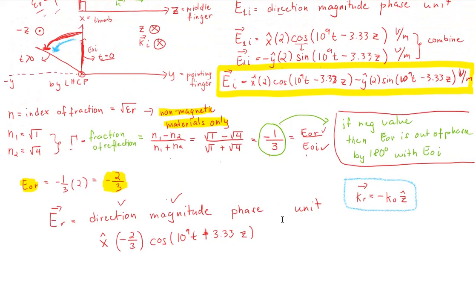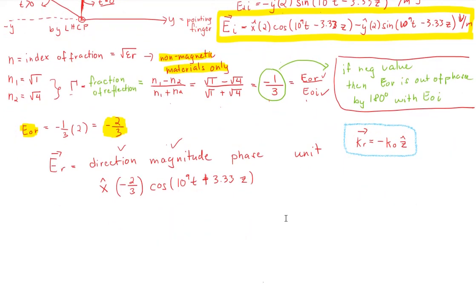Now what's the other part, or the other term? It's still going to be y hat. Alright, but what's the sign? For now, let's write down positive, because we'll let this magnitude determine the direction, right? And again, it's going to be 90 degrees out of phase, so it's going to be sine times omega t plus 3.33 z, and that's in volts per meter.